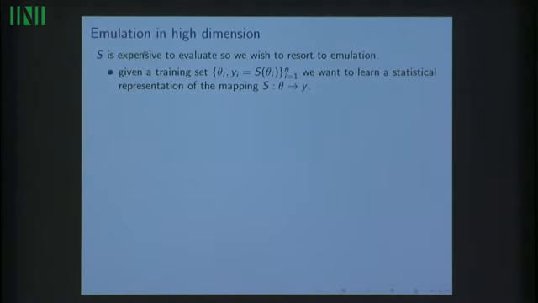Our problem here is that our simulator S is very expensive. So we can evaluate it at a number of points. We can try different combinations of tissue parameter values and run the simulator to see what happens, but we can only do this at a limited number of points. So what we want to do is build an emulator to learn this mapping from our parameter space to our output space.